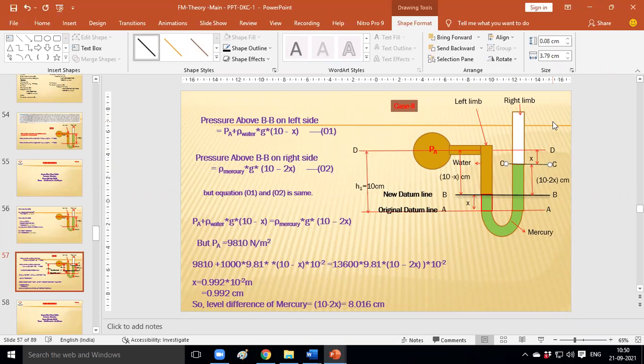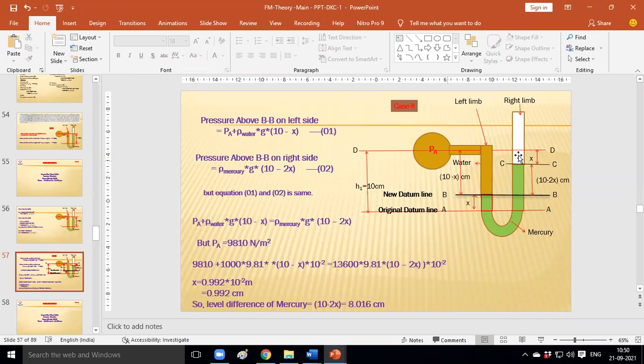See this one. So the distance between DD dash and CC dash is how much? X. The distance between AA dash and BB dash is X.